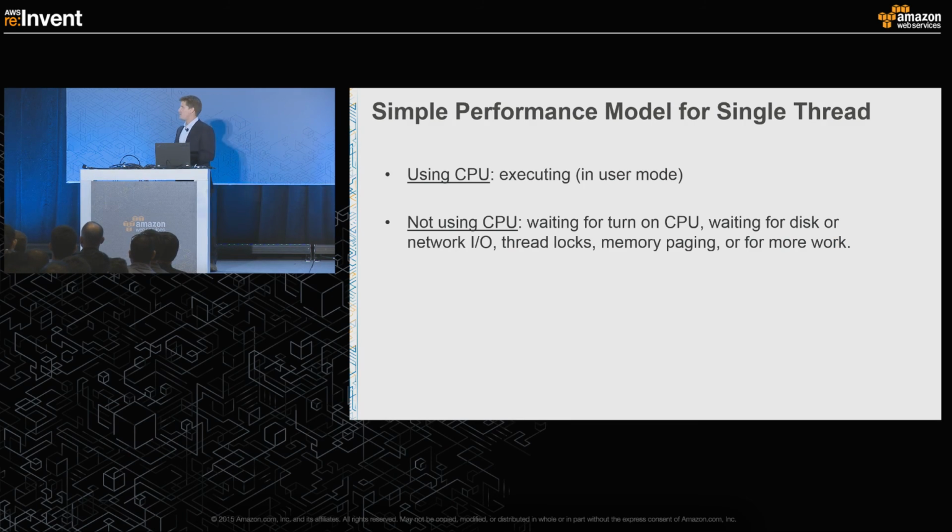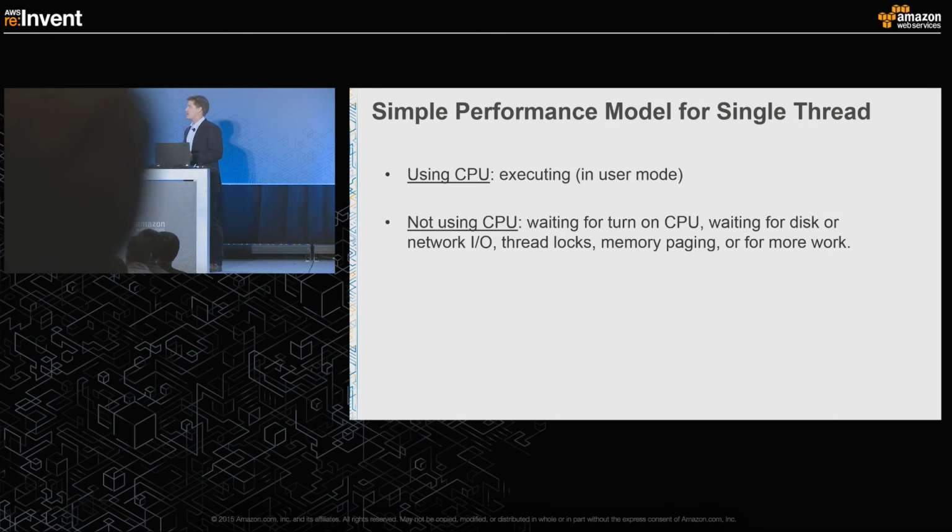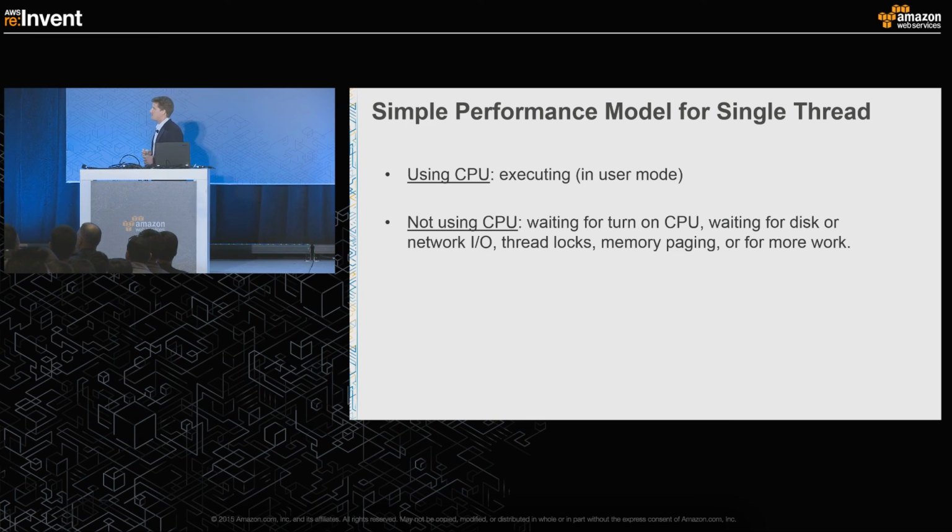A simple thread state model for understanding that is really: your application is either on the CPU in user mode and executing, or it's not. And if it's not, it can be doing a number of things. It can be waiting on the CPU to get scheduled. It could be waiting for disk or network I/O. It could be waiting for memory to page in, or it could just be idle. But again, it's a simple model for saying that your workload performance depends on the resources that support it and how efficiently they're utilized.